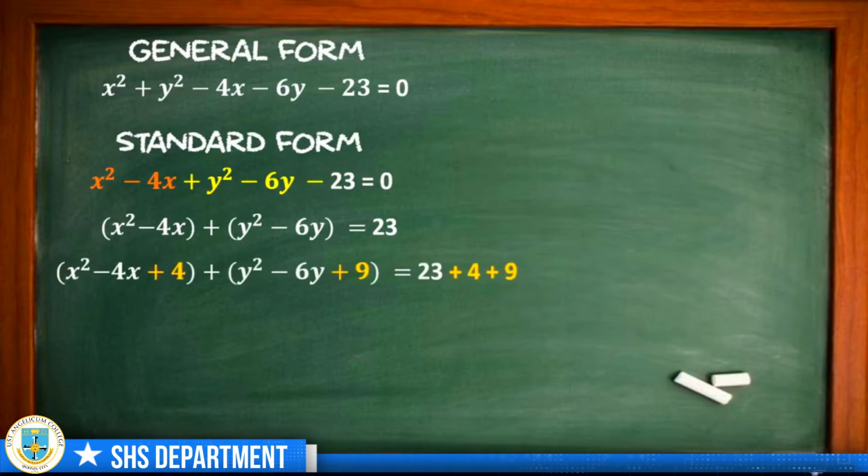So that will give us x squared minus 4x plus 4 and y squared minus 6y plus 9 is equal to the constant on the right side. So we have 23, but don't forget to add plus 4 and plus 9 because the concept is we still need to make the equation balance, or the left side equal to the right side of the equation. Since we now have a perfect square trinomial, we need to factor it to make it a square of a binomial. So how are we going to do that?